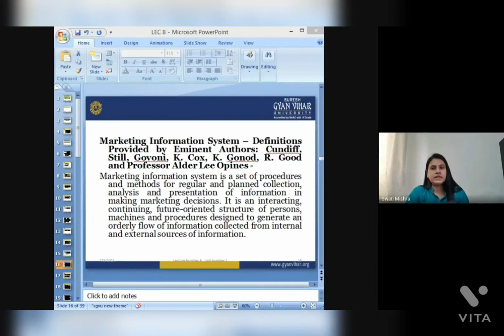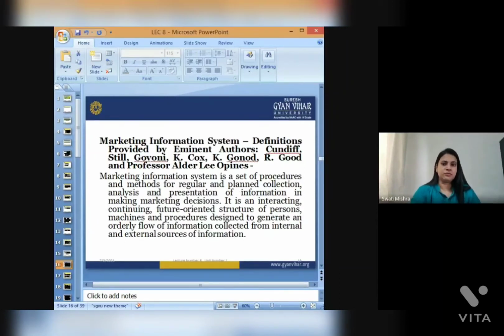It is an interacting, continuing, future oriented structure of persons, machines, and procedures designed to generate an orderly flow of information collected from the internal as well as the external sources of information. So that is how we actually define our marketing information system.